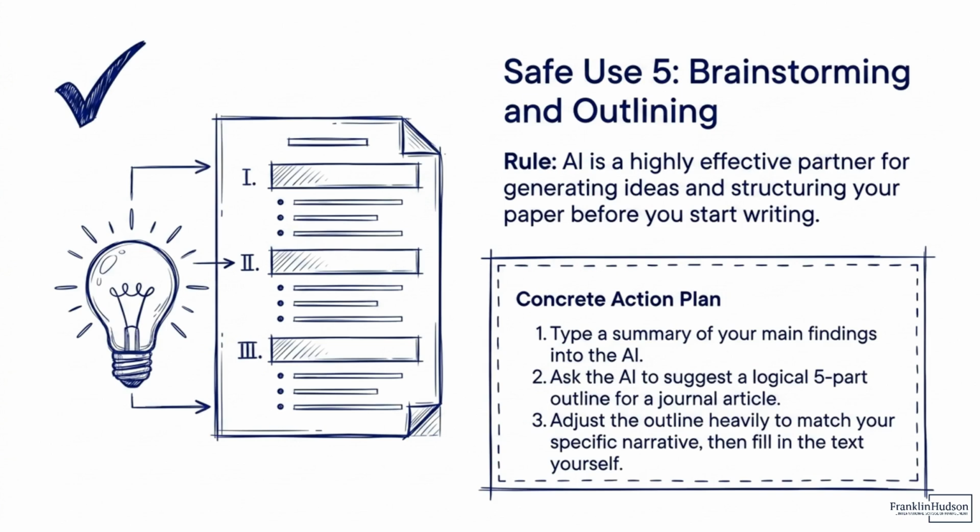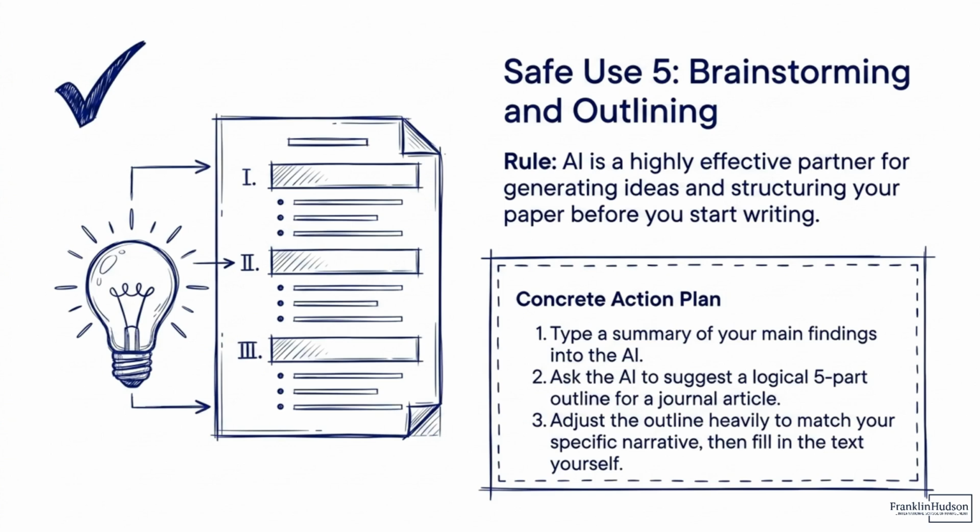One of the most effective uses of AI is as a thinking partner during the pre-writing phase. Every researcher knows the intimidation of the blank page. You may use AI to brainstorm potential research questions or to suggest a logical 5-part structure for a journal article. This helps in organizing your findings into a coherent narrative before the actual writing begins.